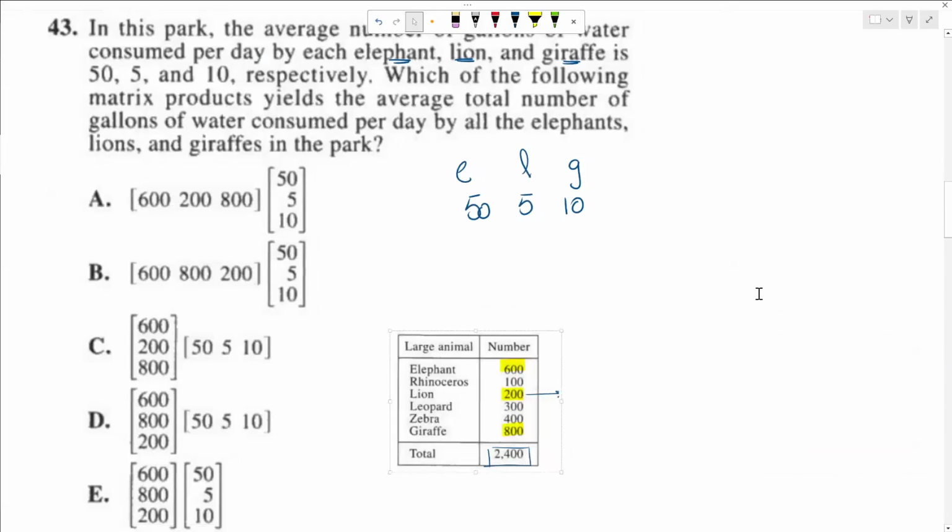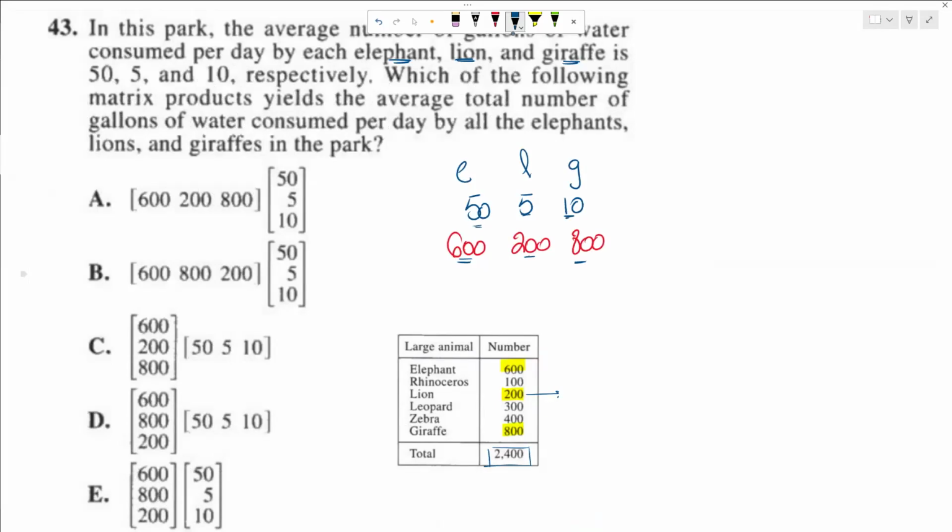It's bad. That makes things easier. So from the table, you can tell that the elephants are supposed to be 600, the lions are supposed to be 200, and the giraffes are 800. So basically, I'd like to multiply 600 times 50, 200 times 5, and 800 times 10.